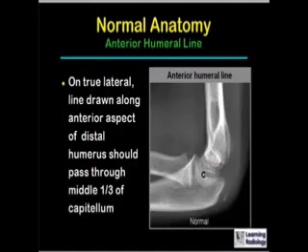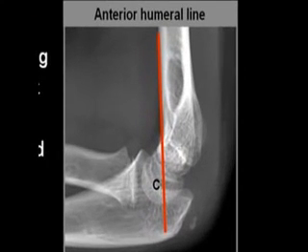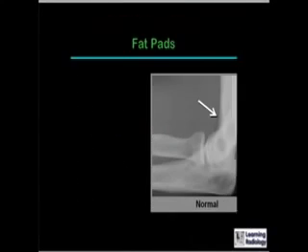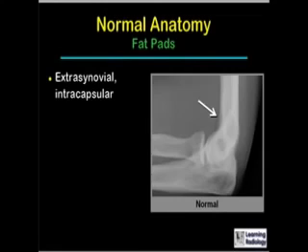The anterior humeral line is drawn on a true lateral view of the elbow. It is a line that is parallel to the anterior aspect of the distal humerus, and it should normally pass through the middle third of the capitellum, as is shown here. The two fat pads around the elbow are both extrasynovial but intracapsular.